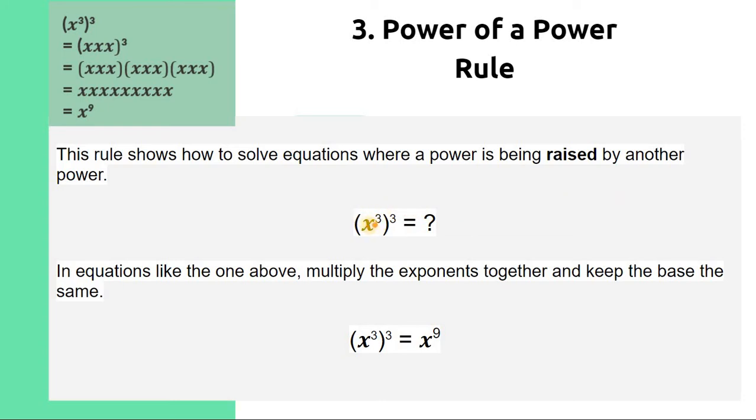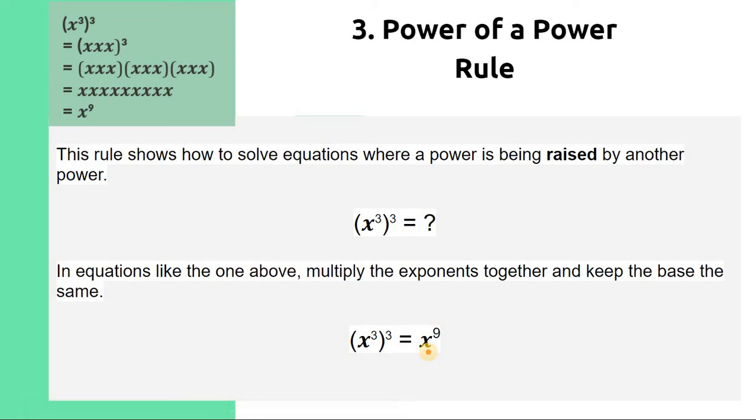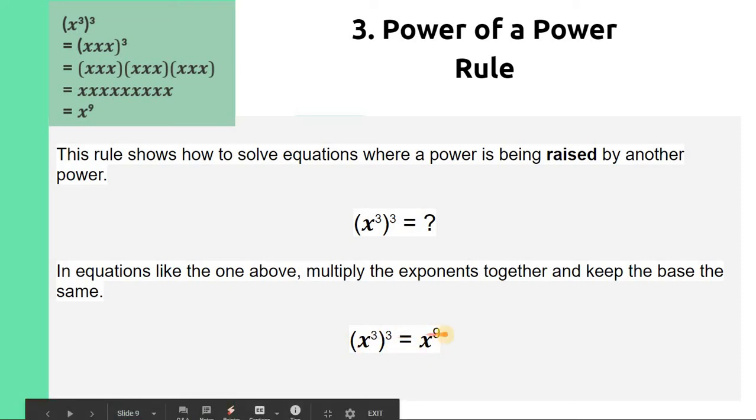So, x raised to the power of 3 multiplied by 3. No? So, meron pa siyang multiplication, no? Open and close parenthesis. So, itong 3 mo na exponent dito ay i-raise pa ng another exponent outside. So, in equations like this one, you multiply the exponents together and keep the base the same. So, keep the base the same. X, 3 times 3, you have 9.